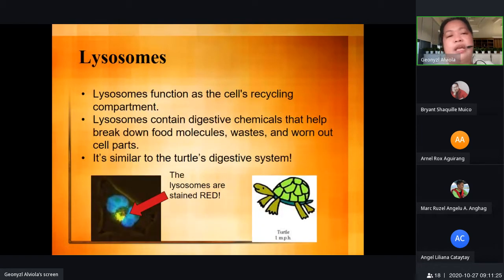Lysosome. The lysosome functions as the cell's recycling compartment. It also acts as a defense system for the cell. The lysosome contains digestive chemicals that help break down food molecules. The lysosome will engulf foreign material, and as it engulfs and puts it inside, the foreign material is simply digested because of the enzymes inside.